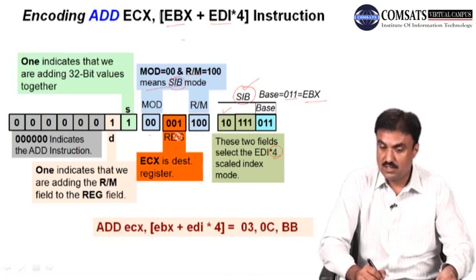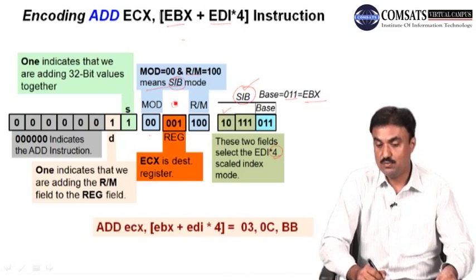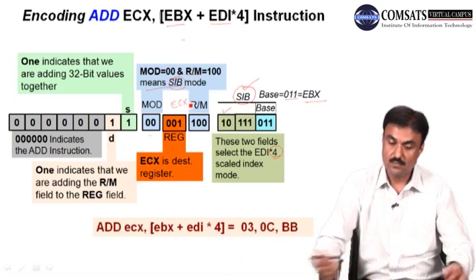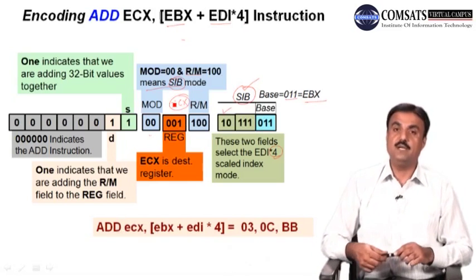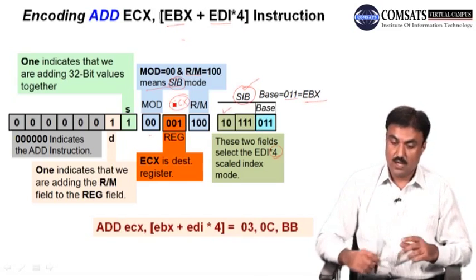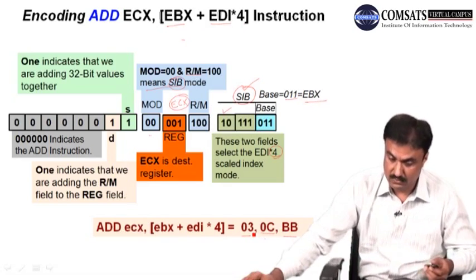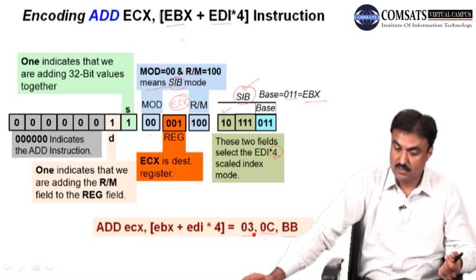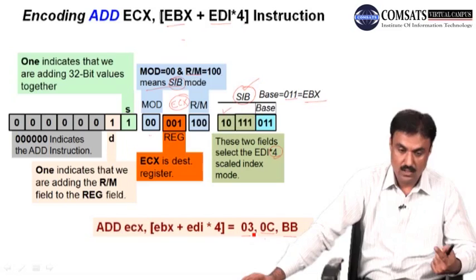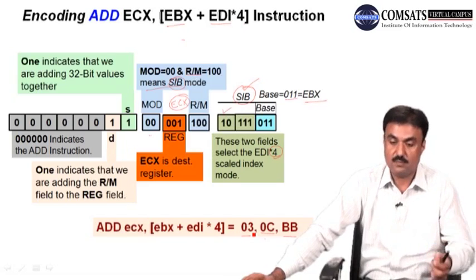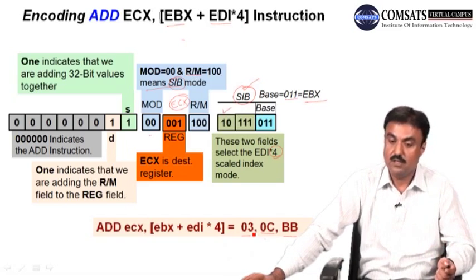And this one is a register called the ECX register, 001 in 32 bits. So it is the ECX register. If you combine everything here, you will get the opcode 03, 0C and BB. This is the opcode which we are using here, which will be supplied to the processor to perform this type of addressing operation.